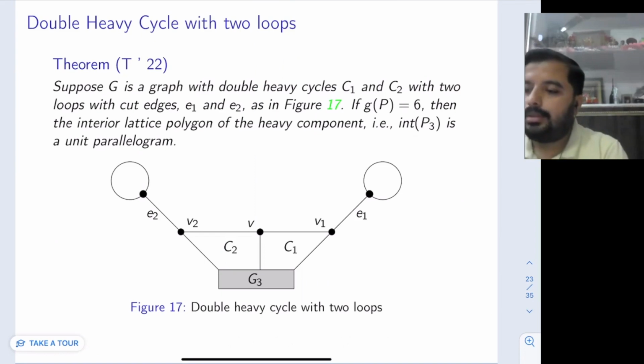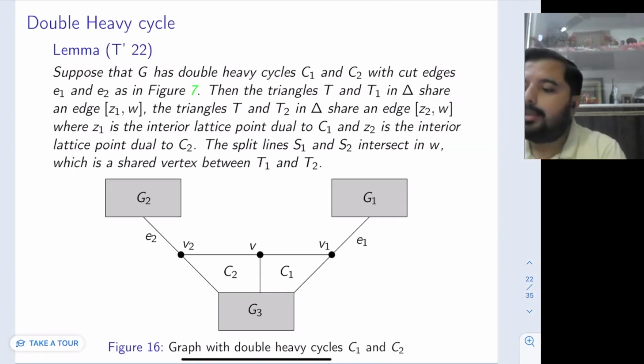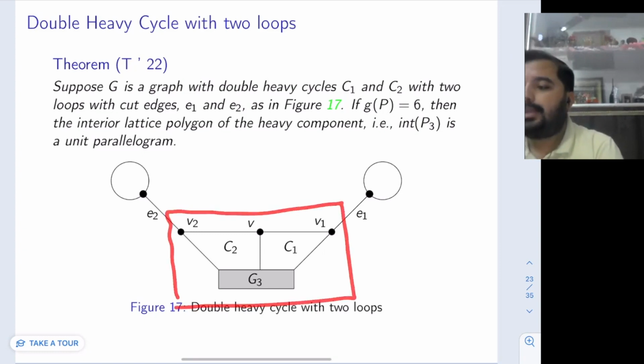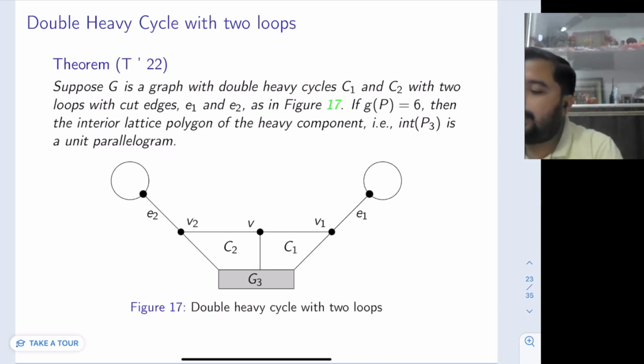And with this technical result about double heavy cycle, similarly, we were able to get a result about double heavy cycle with two loops. So here, earlier you had some graphs of arbitrary genus, but now we consider only just a loop, which is a unique loop and a unique interior lattice point in the subpolygon. And the result that we get here is that the subpolygon realizing this graph has the convex hull of the interior lattice points as a unit parallelogram.